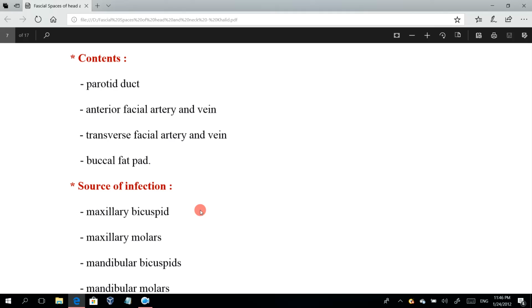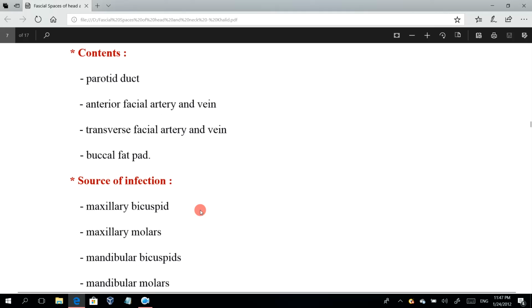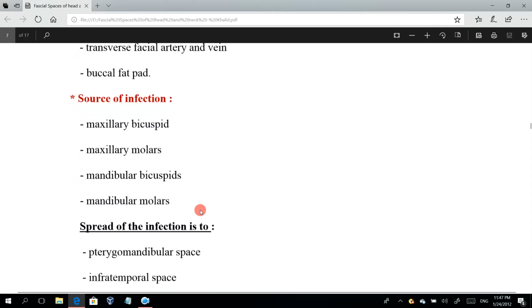The infection can reach this buccal space either from the maxillary bicuspid or maxillary molars, or from mandibular bicuspids, or from mandibular molars. So these four sites, if an infection occurs in these areas, the infection will spread or will reach this buccal fossa.